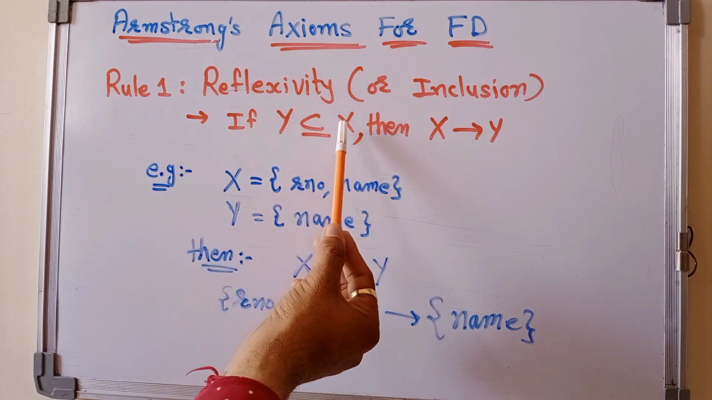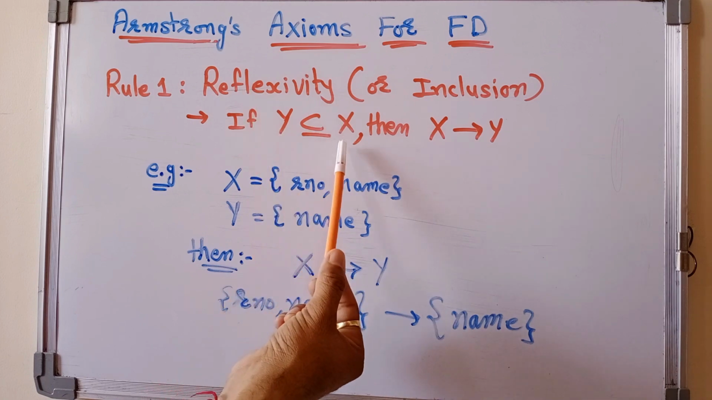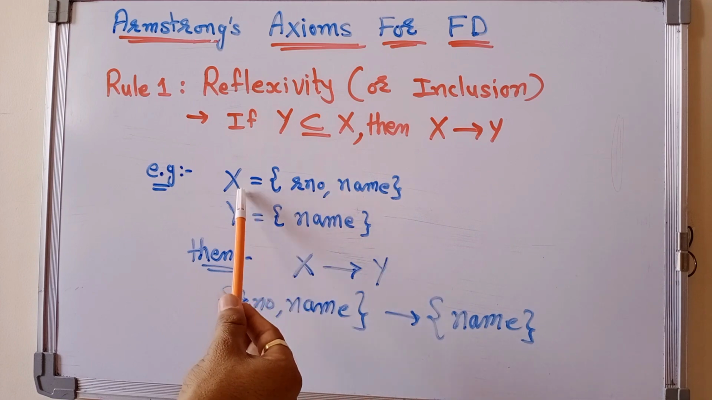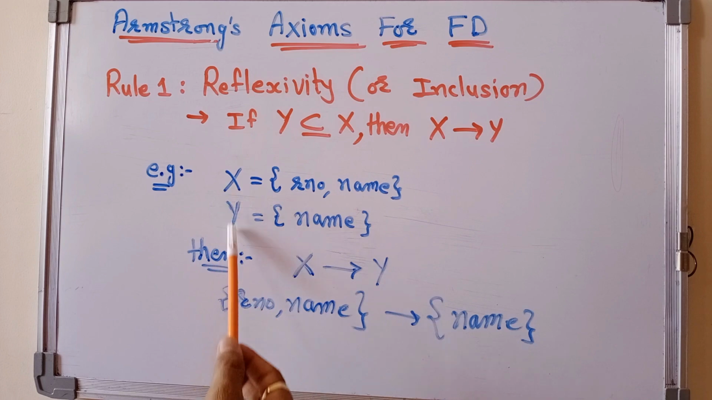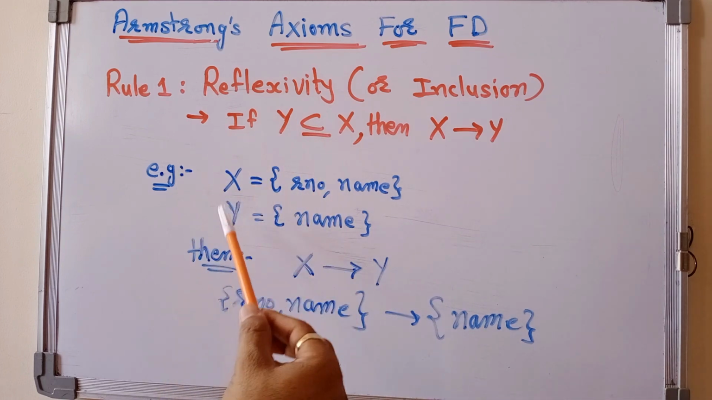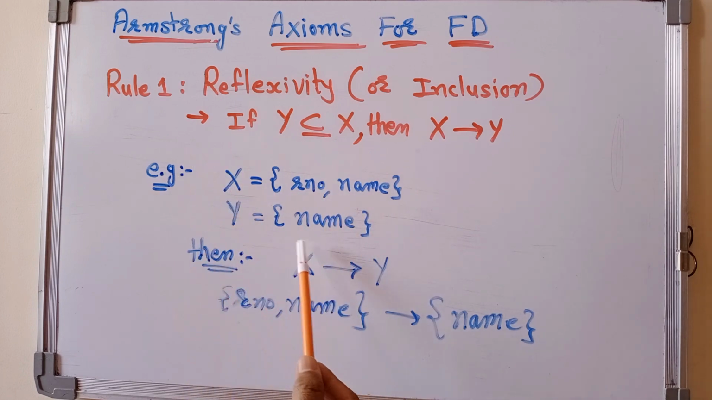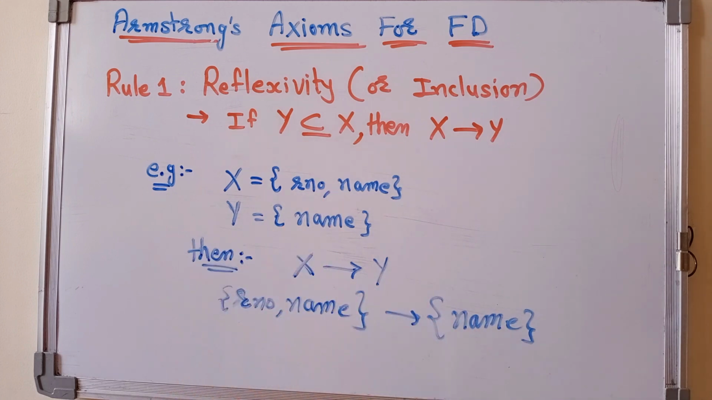Here X is a superset of Y. Y is a subset of X. So I have considered X as a superset, a big set. X consists of roll number and name. In the same way, Y consists of only name. So Y is a subset of X. That is right. So when we have X, we can definitely have Y. It means when we have roll number and name, we can definitely have name. So this is the reflexivity rule.